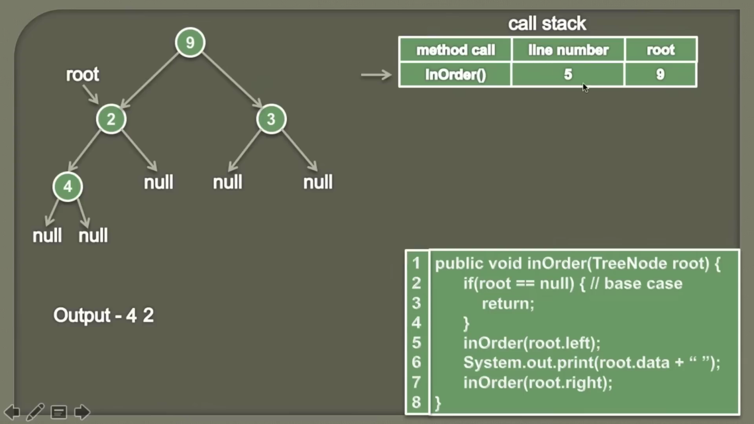So we'll start from the line number 5, and we also know that when we are executing this method, root was pointing to 9. So therefore now root will point to 9, and then we'll simply execute the steps.